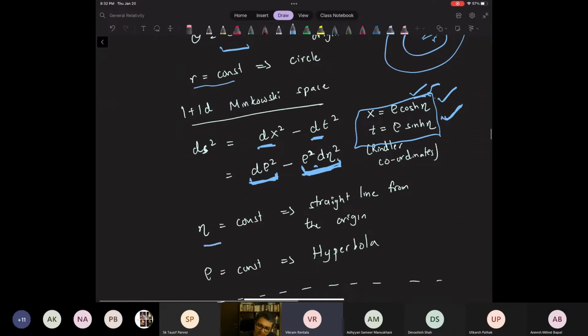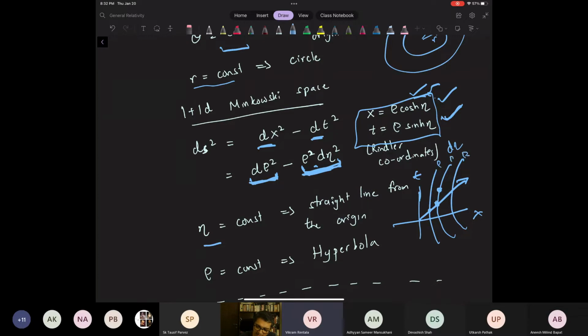So eta constant gives you a straight line from the origin, as we've seen before, in the original xt space, and rho constant gives you these hyperbolas. As you go further and further out, if I take two points on the same hyperbola which are d eta separated, depending on which hyperbola I'm on, the invariant distance between these two points, if I go this way, increases and is proportional to rho times d eta. And if I go this way, that invariant distance decreases because rho is smaller. So that's the analogy, and as Anish pointed out.